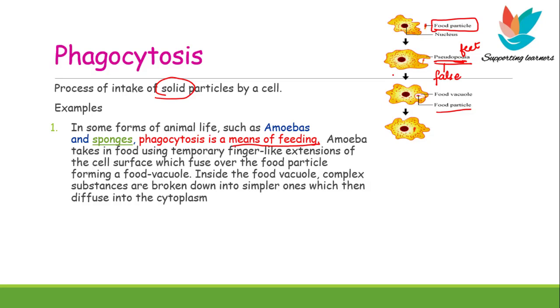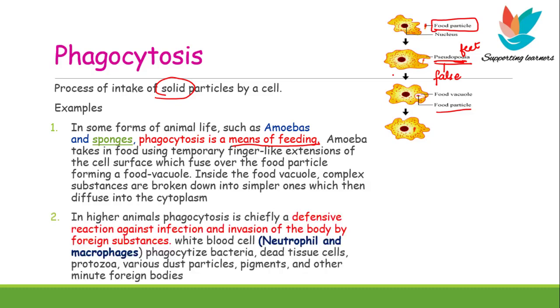Okay, next example in higher animals, higher organisms में phagocytosis जो है वो एक defense mechanism है. बेसिकली आपकी बॉडी में जितने भी foreign substances enter करते हैं, there are some microorganisms like bacteria etc. which can be pathogenic, they can cause diseases. So they are phagocytosed by which type of cells? By WBCs, that is the white blood cells.